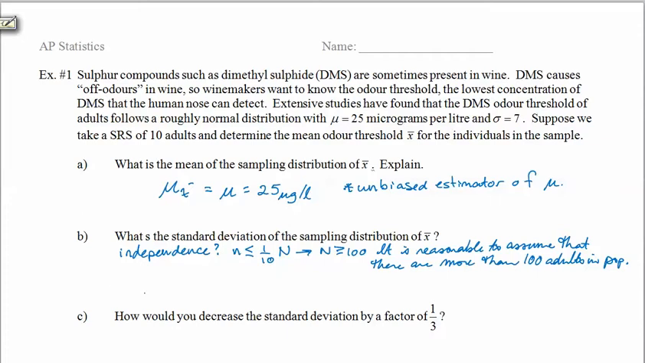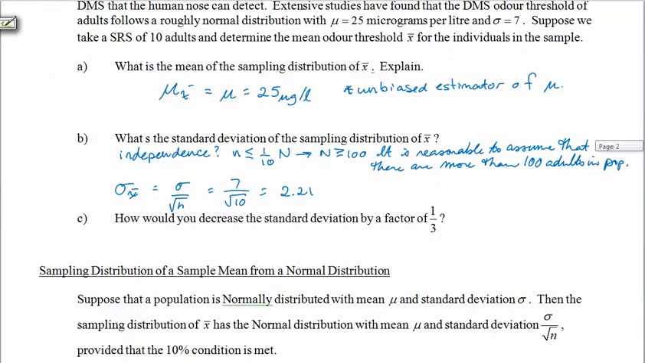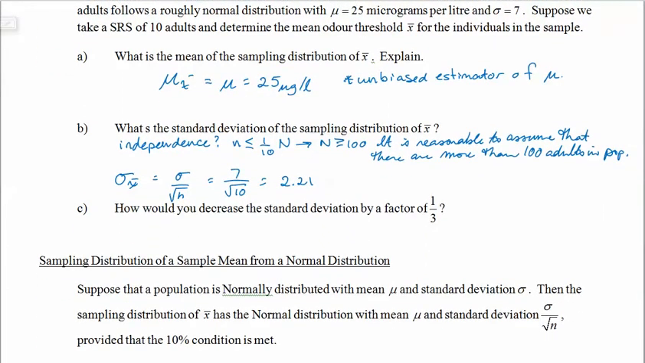Okay, so now we can go ahead and use our formula. Sigma x bar equals sigma over the square root of n. And so this is equal to 7 over the square root of 10, which is 2.21. Now both of these formulas are on the formula sheet, so you do not need to memorize them.